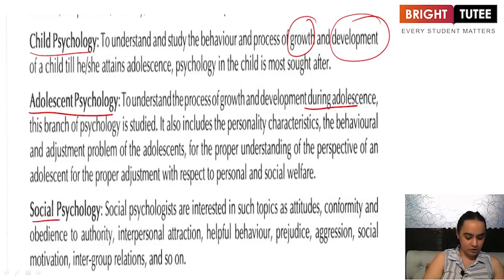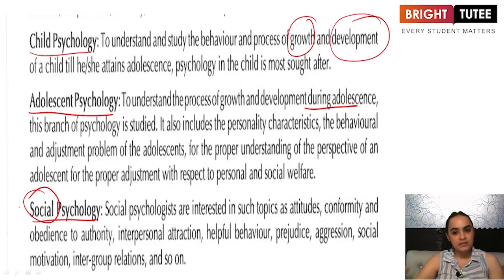Next branch of psychology, we have social psychology. Now, social psychology, again, is that branch of psychology wherein the psychologists study the attitude, how obedient a person is to the people who might give an order to him. They might be of some authority or they might even be of no authority to them. But how are they responding to the orders given by them?